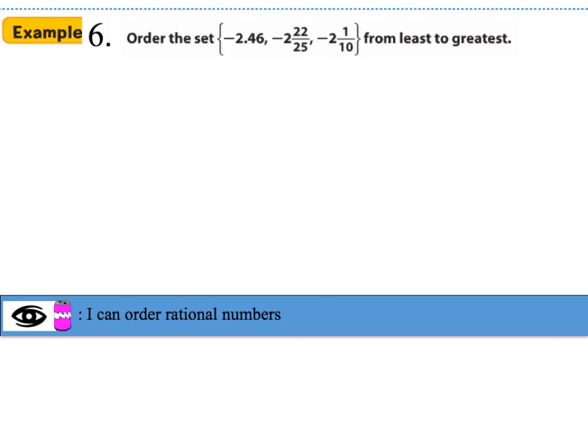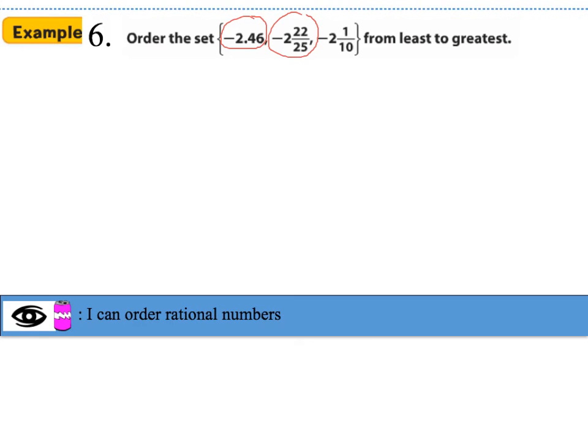For example 6, we're going to order these three rational numbers from least to greatest, and we're going to use a number line to do that. The first thing we should do is convert all these numbers into decimals. So I can leave negative 2.46 as a decimal already, so I don't really have to do anything to that. But I need to convert negative 2 and 22 over 25 into a decimal.